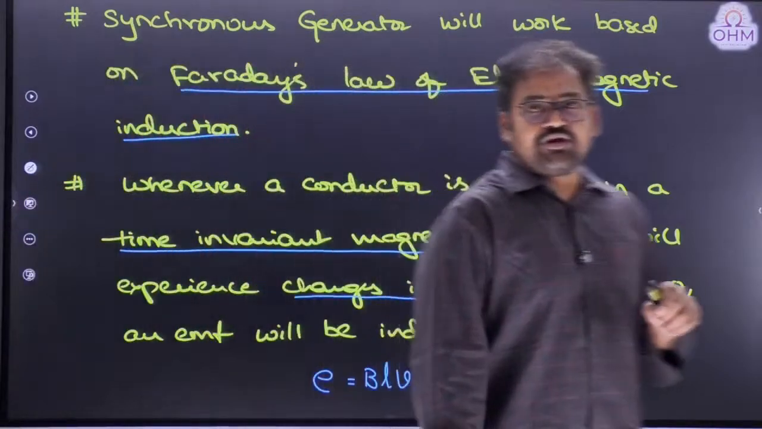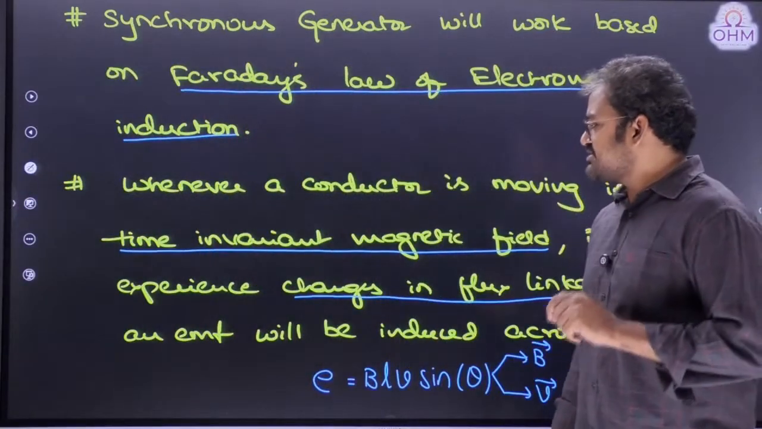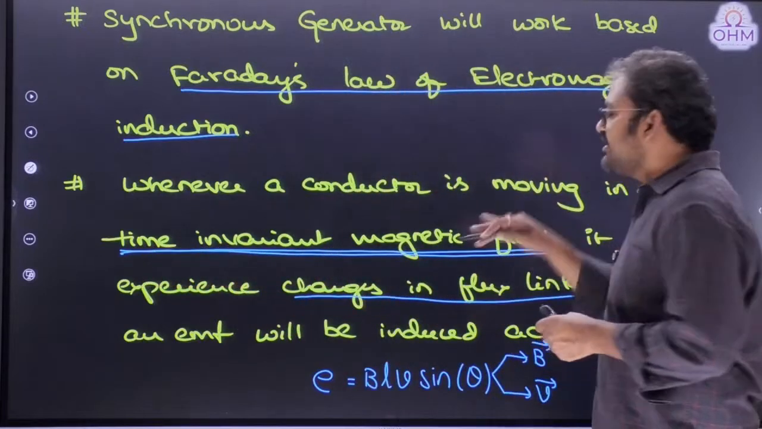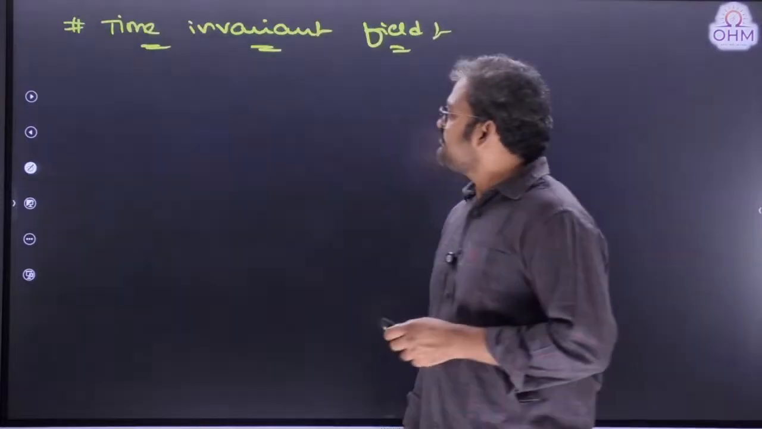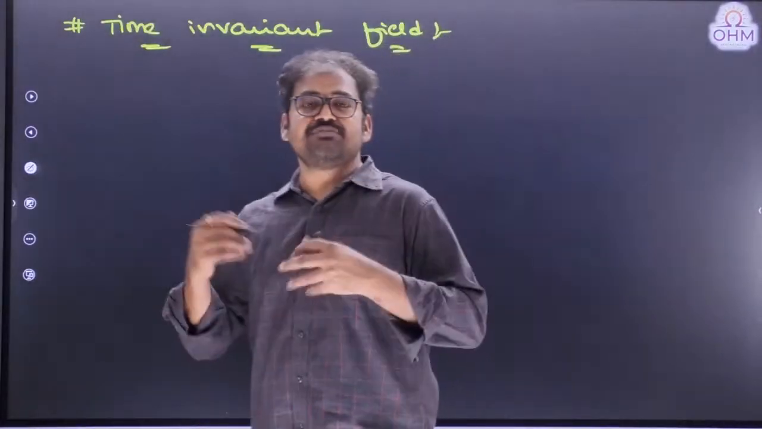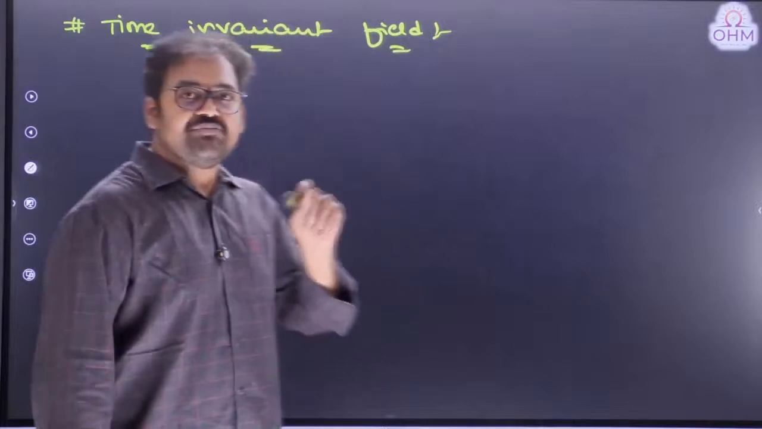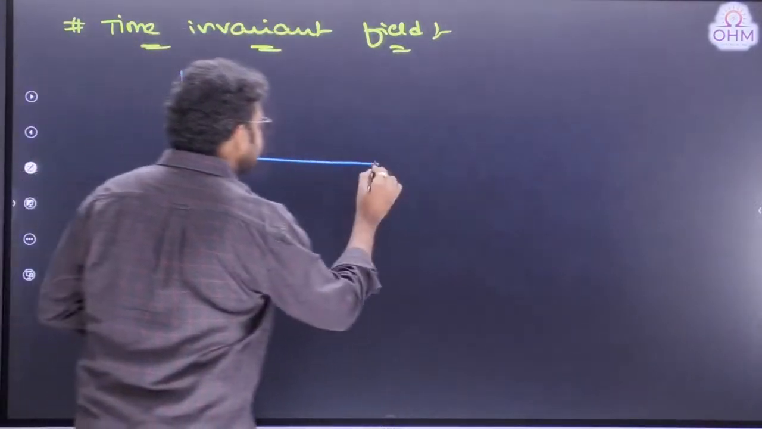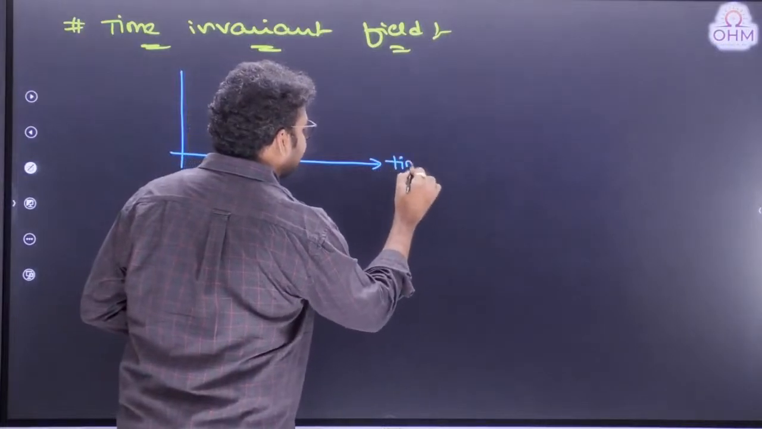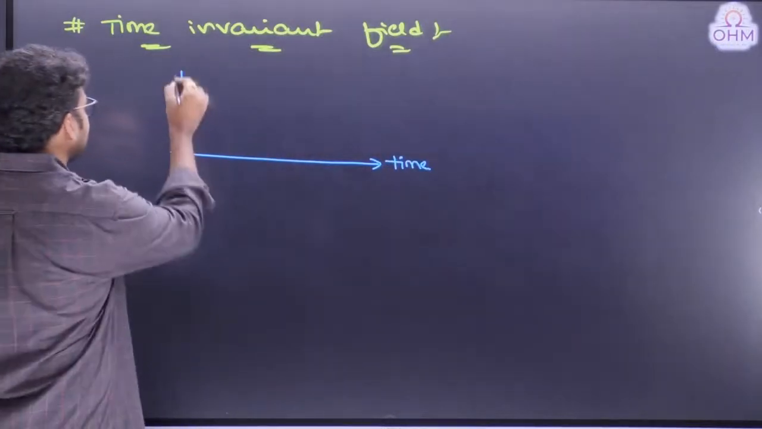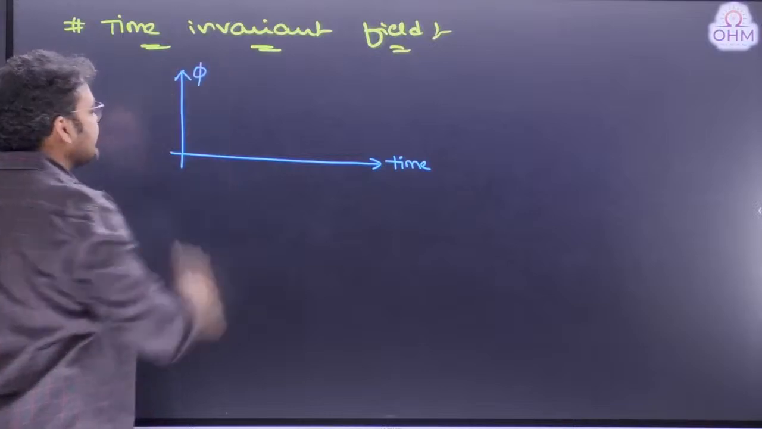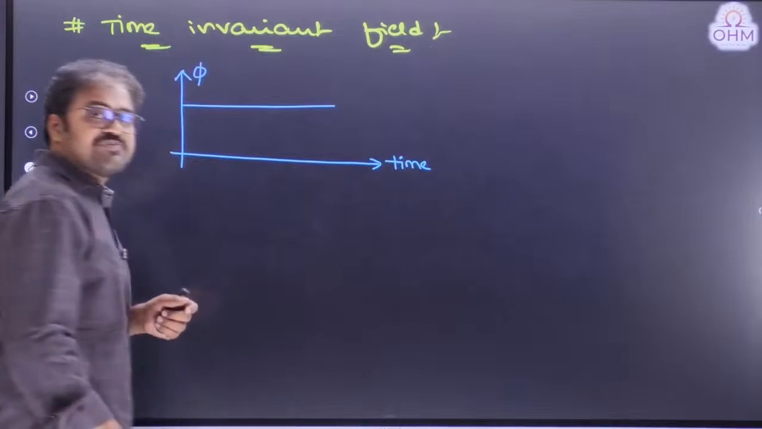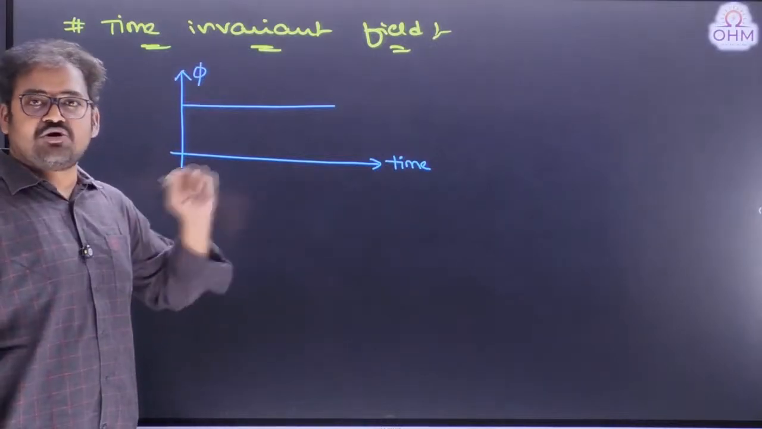And the interesting point every one of you has to understand here is, what type of magnetic field do we need? Time invariant magnetic field. First of all, what is meant by time invariant field? Time invariant field means the magnetic field which is constant with respect to time. Suppose I take time on the x-axis and flux or flux density on the y-axis, it will be a constant value. With respect to time, the magnetic flux is constant.